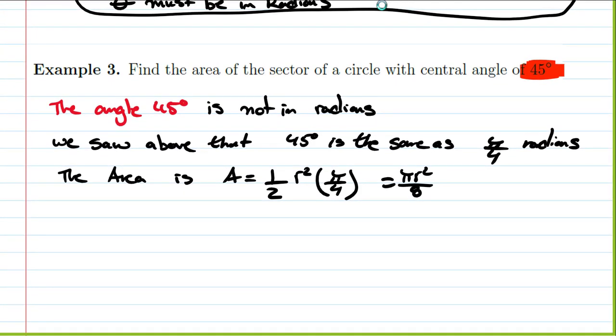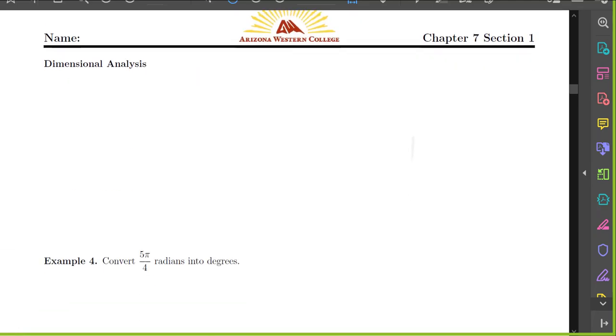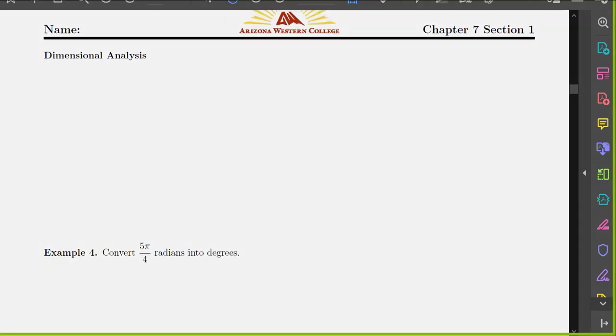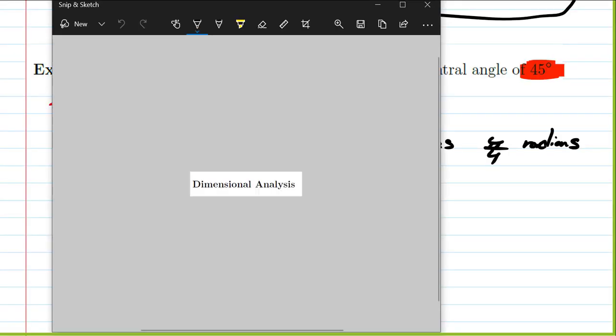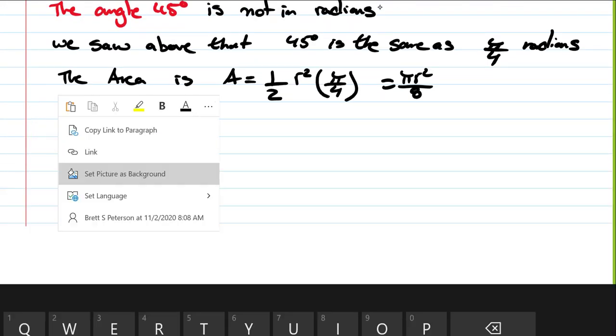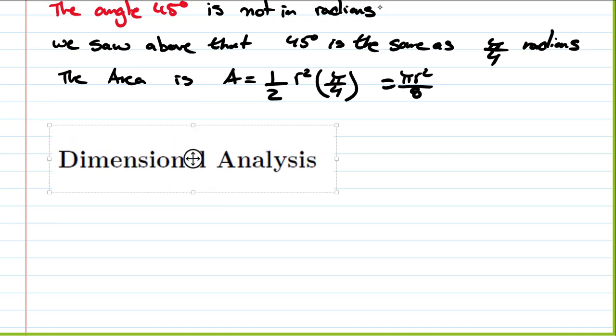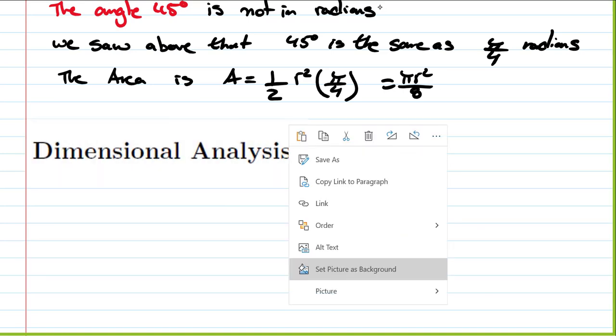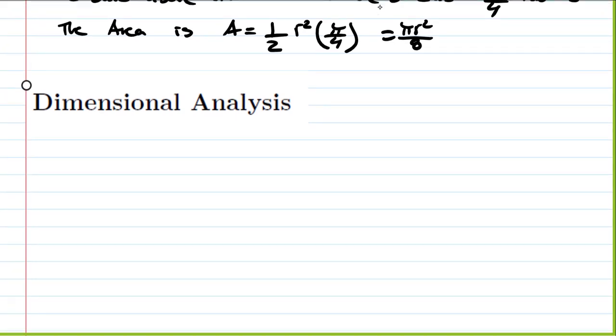So before we could use it in this example, we had to convert 45 degrees into radians, which we saw in the previous example. So let's talk a little bit more about that. What we want to talk about is the idea of dimensional analysis. Dimensional analysis makes it sound a lot more complicated than it really is. The idea of dimensional analysis is conversions. Formally, it is converting from one unit to another.